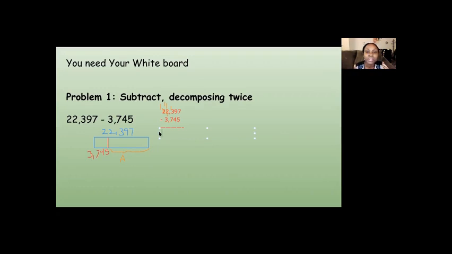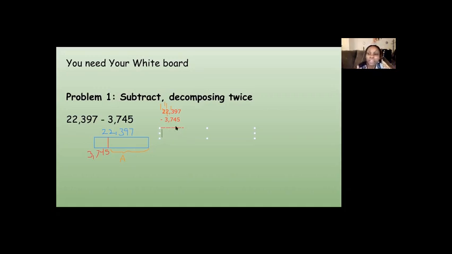7 is greater than 5. 9 is greater than 4, right? 3 hundred was less than 7, right? So we unbundled it, right? So we made it 13,000. We made the other one 11,000, right? So let's do this. Now we can subtract.